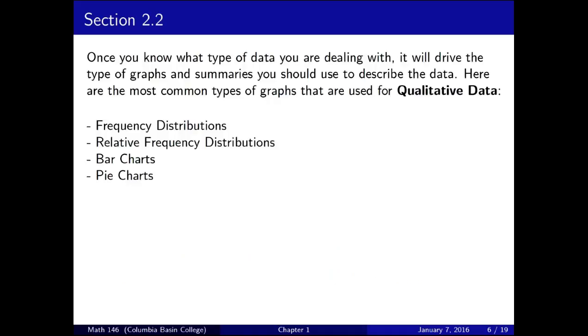All right, so once you know what type of data you're actually dealing with, it's going to drive what type of graphs and summaries you should use to describe the data. Typically, when we are doing any amount of data analysis, the very first step you should take is to make a graph. The most common graphs that we use for qualitative data are frequency distributions, relative frequency distributions, bar charts, and then pie charts. I want to talk about each of these a little bit.